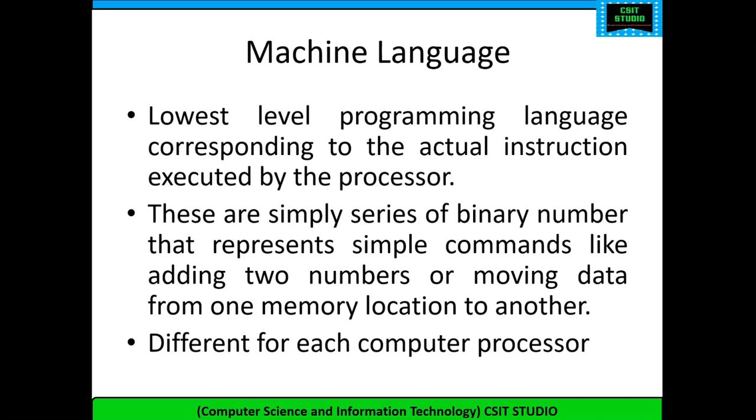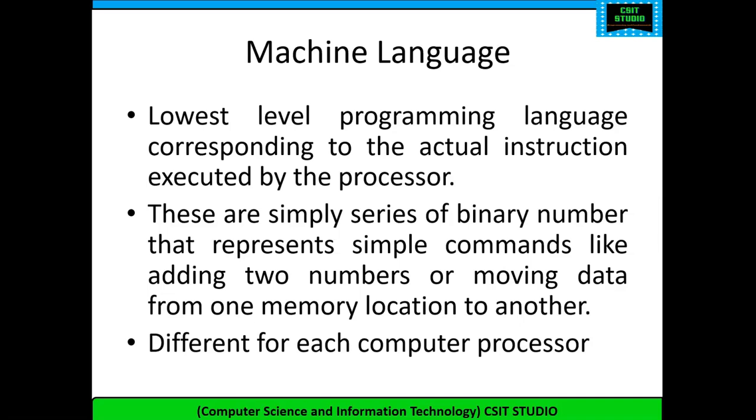Machine level is the lowest level programming language, corresponding to actual instructions that are executed by the processors. These instructions are simply a series of binary numbers consisting of zeros and ones for specific commands like adding two numbers, or moving data from one memory location to another memory location. Machine language depends on the computer processor, so it is different for different computer processors.